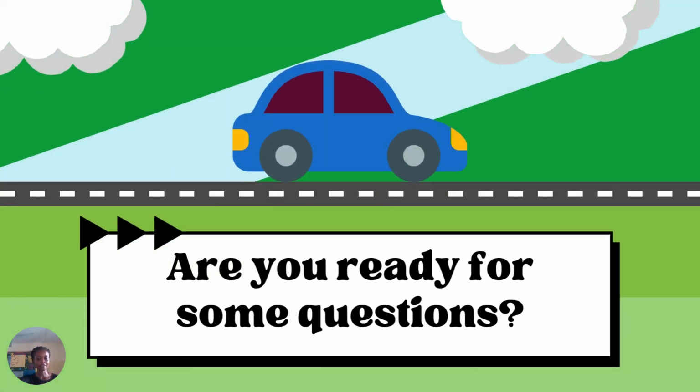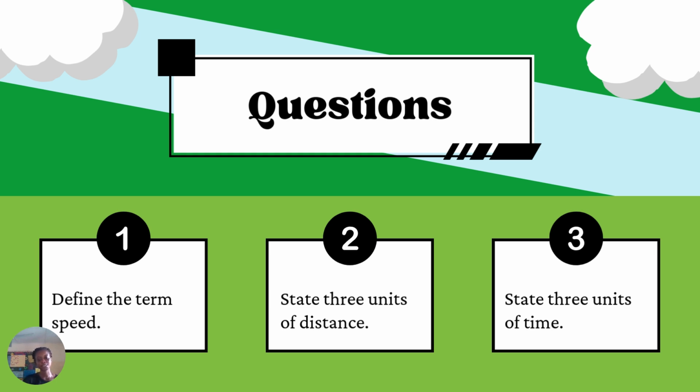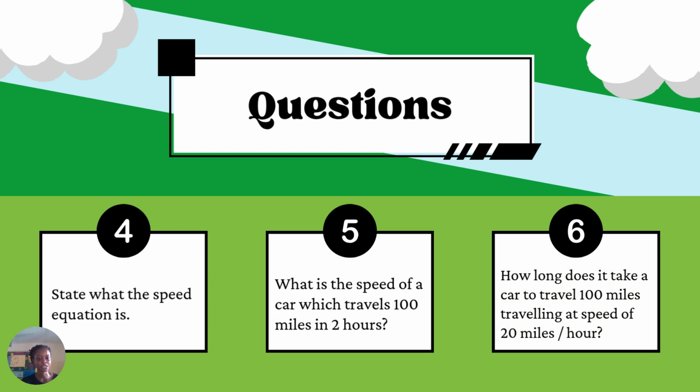So having discussed that, there are some questions on the screen for you. Number one, define speed. Number two, state three units of distance. Number three, state three units of time. Number four, state what the speed equation is. Number five, what is the speed of a car which travels 100 miles in 2 hours? Remember, speed is what? Distance divided by time.